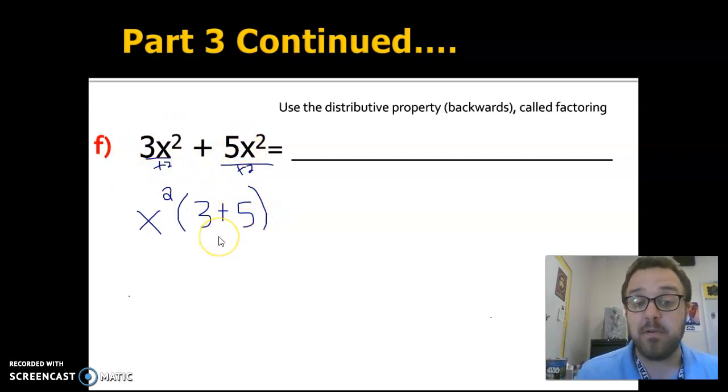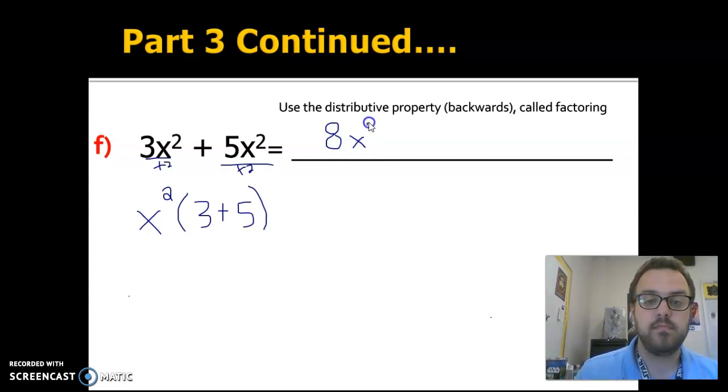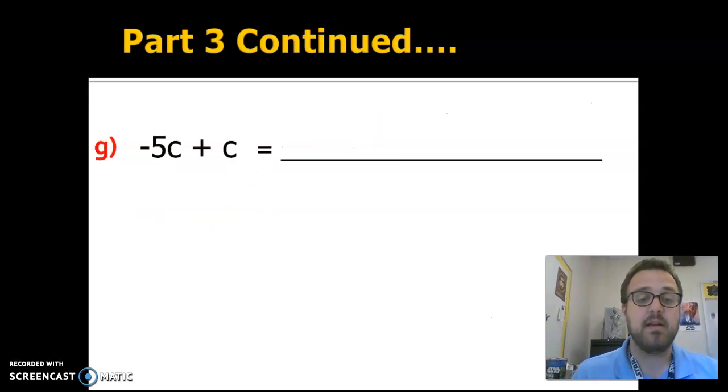But we actually can simplify this a little bit more, right? What is 3 plus 5? We know that. That's 8. So this will actually simplify to 8x squared. Okay, using that factoring, doing distributive property backwards.